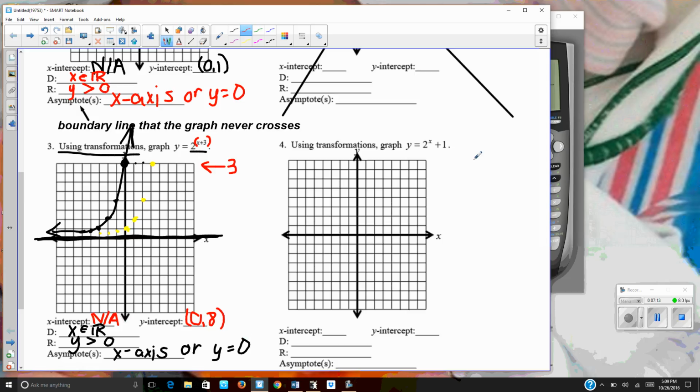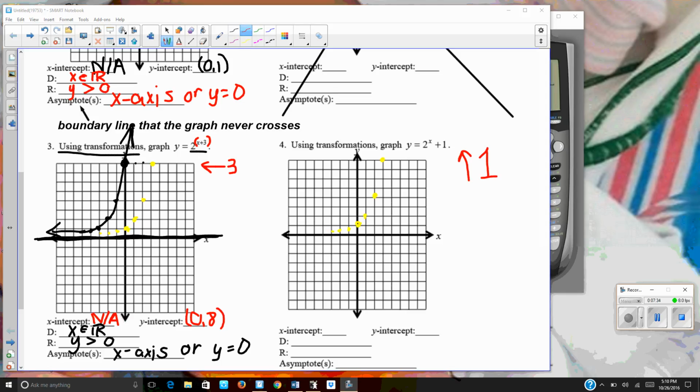For this last one, number 4, that plus 1 is on the outside. So it's on the outside of the exponent. So it's going to shift the parent function points up 1 unit. So we're not going to shift left to right at all. This time we're going to shift all those parent function points up 1 unit.